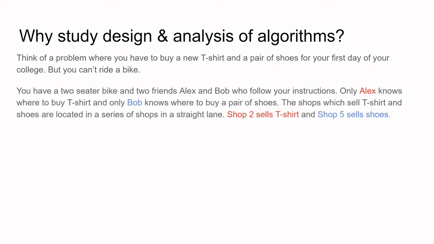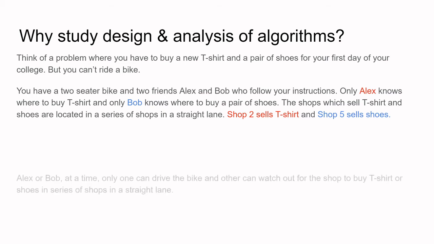But you do have a bike and you have two friends of yours, namely Alex and Bob, who follow your instructions. But the condition is that only Alex knows where to buy a t-shirt and only Bob knows where to buy a pair of shoes. And when these friends want to buy a t-shirt and a pair of shoes, they have to buy it from shops, and all these shops are lined in a series in a specific straight line. And it is a fact that shop 2 sells t-shirts and shop 5 sells shoes.